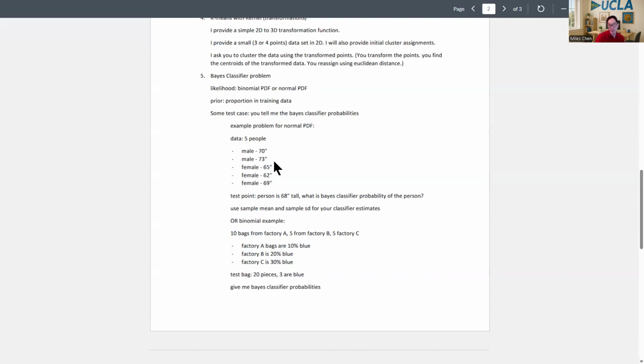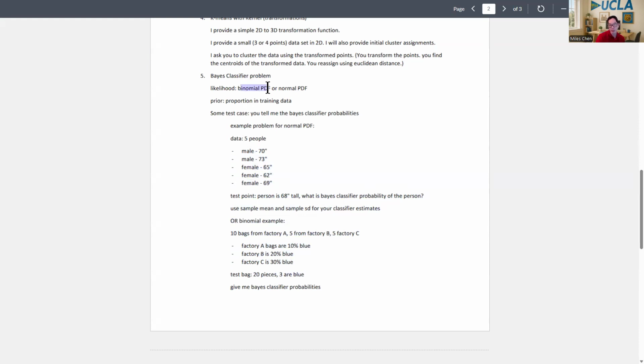So I could say, we have the heights of 5 people, and you have two males at these heights and 3 females at this height. And I say, okay, if somebody comes in at 68 inches tall, what's this? And you would use the sample mean and sample standard deviation to estimate the PDFs of your things. Okay, so that's an example for normal PDF.